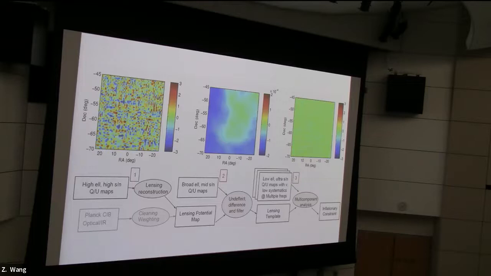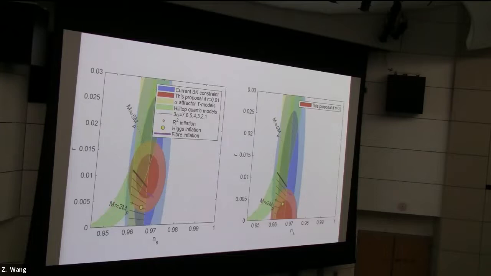Collaboration with the external data set is needed because the BICEP program doesn't have quite the resolution to do the lensing by itself. So this is what we think we will be able to achieve by the end of the program in a few years. The current constraint that we just discussed is in blue, on a log scale or linear scale, but stretched out.